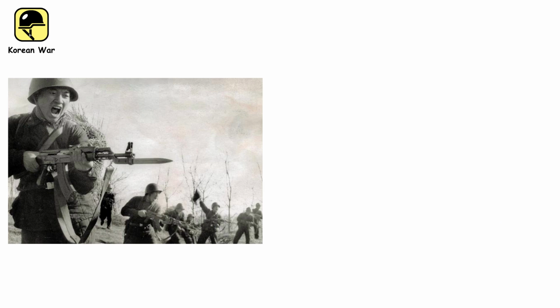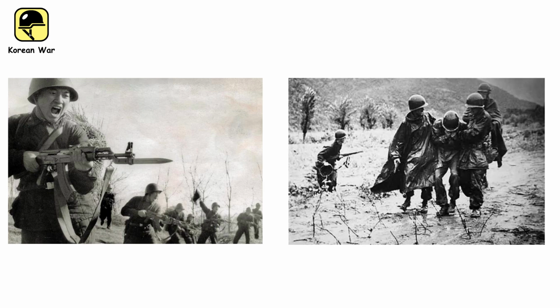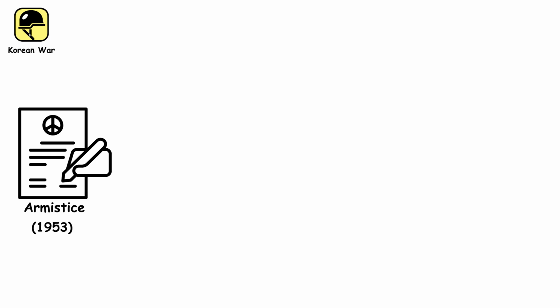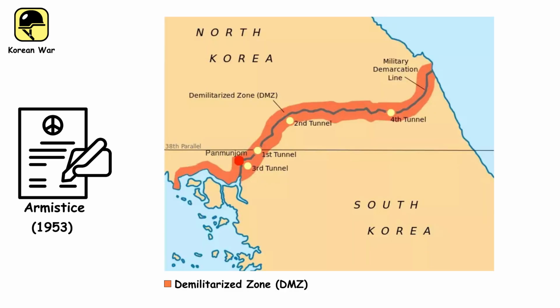After years of fierce battles and failed peace talks, an armistice was signed in 1953, establishing the Korean Demilitarized Zone, DMZ, along the 38th parallel and leaving the peninsula divided, a situation that persists to this day.